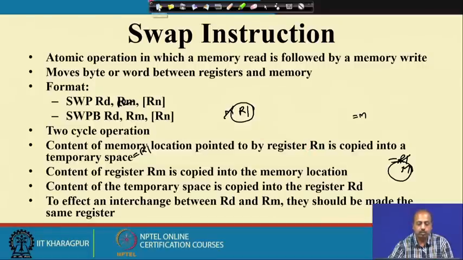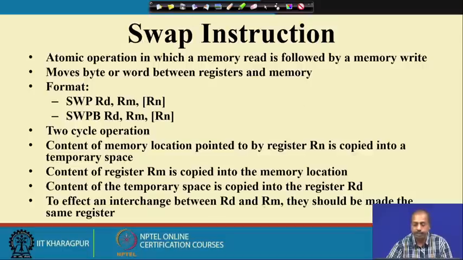This is written here. It is a 2 cycle operation. Content of the memory location pointed to by register Rn is copied into temporary space, then the register Rm is copied onto the memory location, and finally, the content of temporary space is copied onto register Rd. So, if Rd and Rm are the same, in that case there will be an interchange of the content. This is the utility of the swap instruction, and this is very much useful for the OS designers.